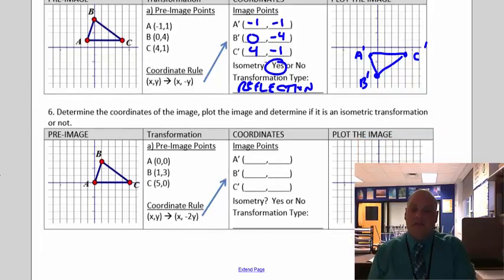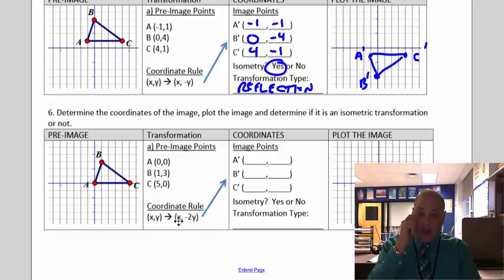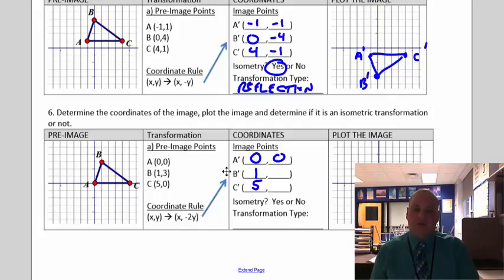All right. And then this last one here. Here's the rule. x again stays the same. y becomes -2y. So you basically multiply times -2. 0 times -2 is 0. 3 times -2 is -6. You have to listen to the explanations. And then 0 times -2 is 0.